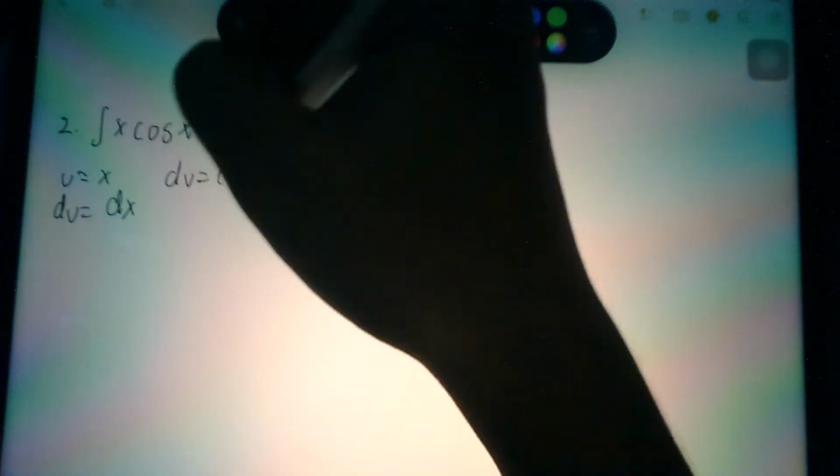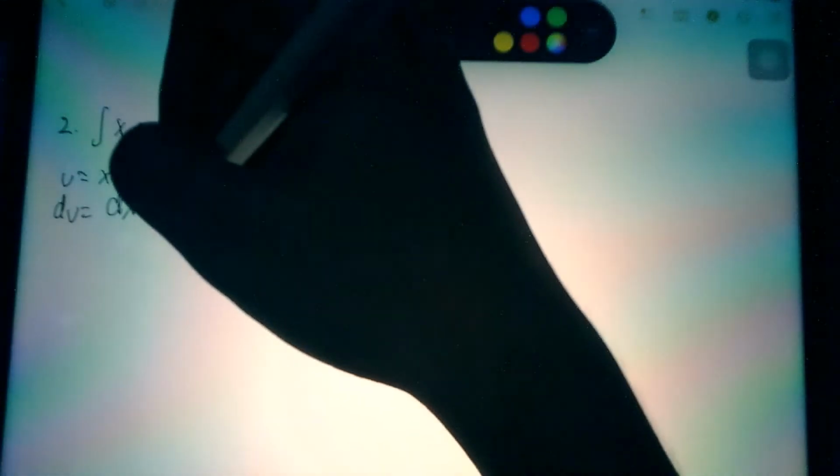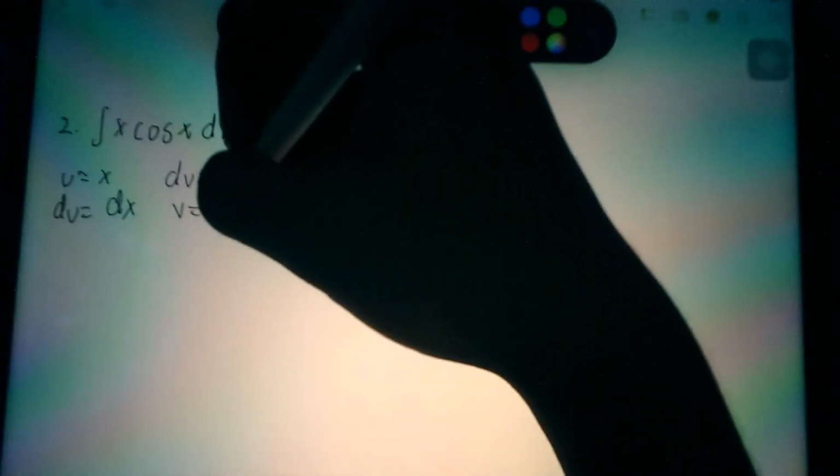Let's move on to number 2. Let's say we have the integral of x cosine x dx. So our u here is x, and our du, or the derivative of x, is just dx, and our dv here is cosine of x, and then the integral of cosine x dx is just sine x.